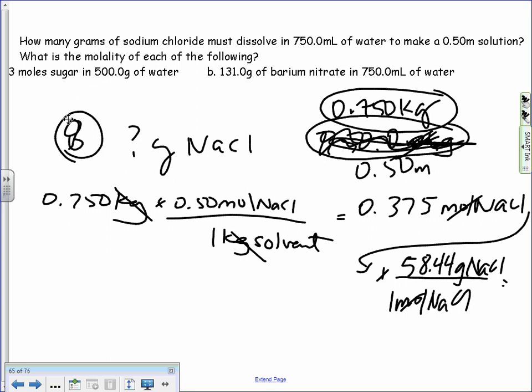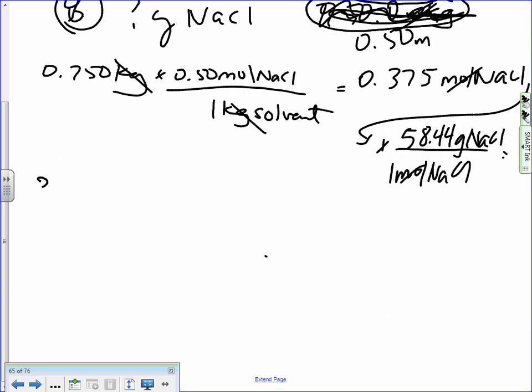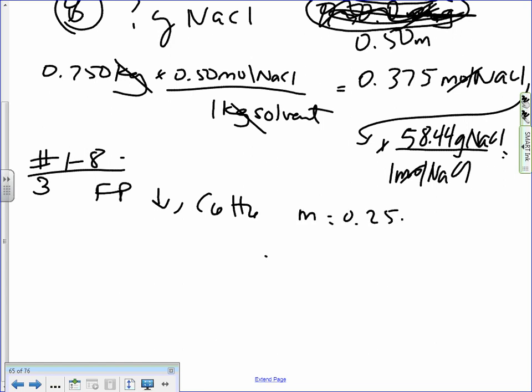How about anything on 1 through 8? Yeah. Number 3. Do you mind reading that to me right now? How much will the freezing point of benzene be depressed if the solute is dissolved in a sample producing a concentration of 0.25 molal? Okay, let me grab my sheet of plastic.